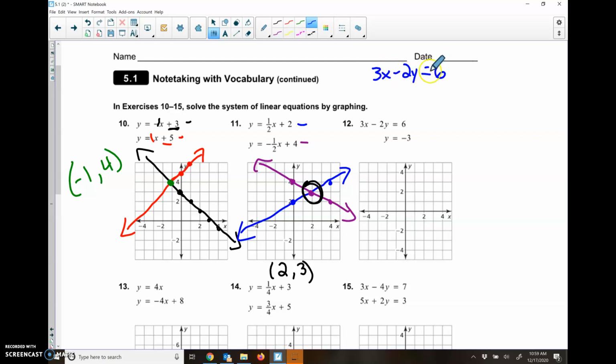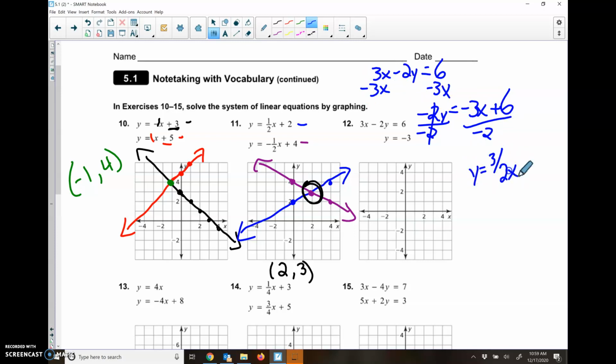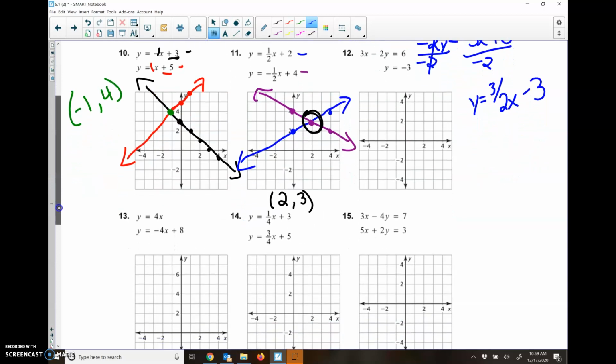So 3x minus 2y equals 6. So remember, we got to get the x's on one side. And we got to get the y's on the other side. So I had to subtract your x's. In this case, since it's a +3x, I'm going to subtract 3x. And then divide by whatever's in front of the y. So here it is in y equals form. Oops, it's a -3. Okay. So again, I think I gave you one of those on the homework. Otherwise, it's pretty much the same thing.